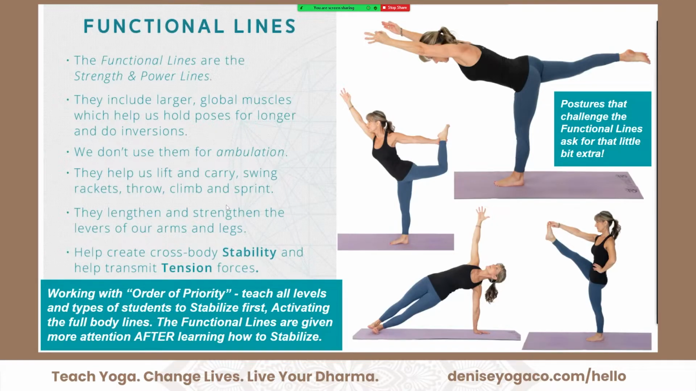And they also create this cross-body stability. Okay, so if you're doing a single leg standing balance, I don't know if you've ever experienced this, but if you can tap into the relationship between your right shoulder and your left hip and your left shoulder and your right hip, you're going to be a lot more stable. It's because you're using these functional muscles that have this cross-body connection. So you can tap into that without even realizing that's what you're doing, of course.